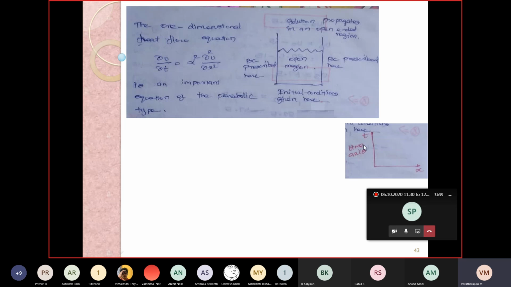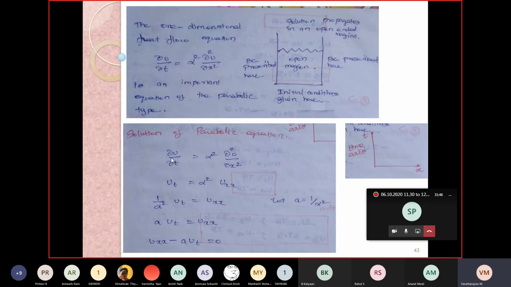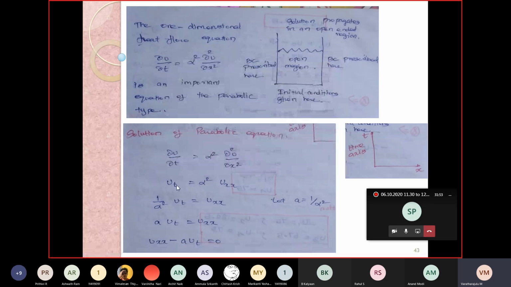Consider the x and t axes. When parabolic comes into the picture, we take x and t, the time axis. Here u_t means we differentiate u with respect to t only one time, and here we differentiate u with respect to x two times, therefore u_xx. Alpha square, let it be alpha square. In this equation, u_t is equal to alpha square into u_xx.